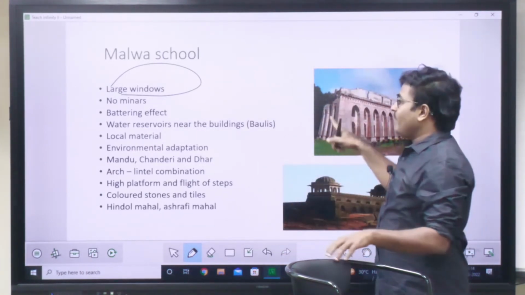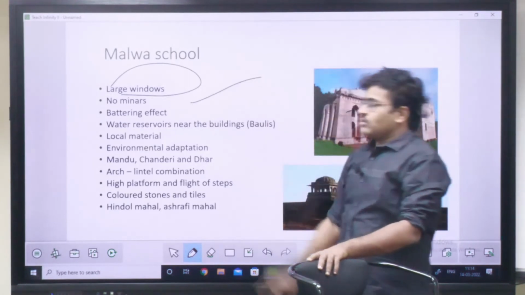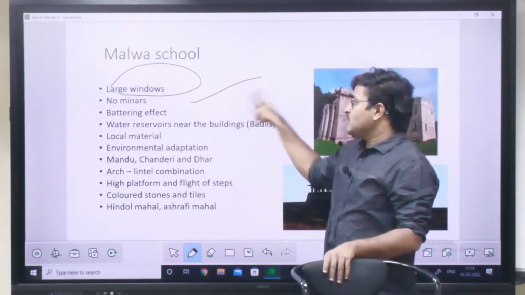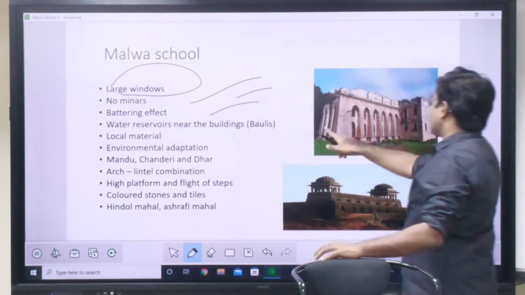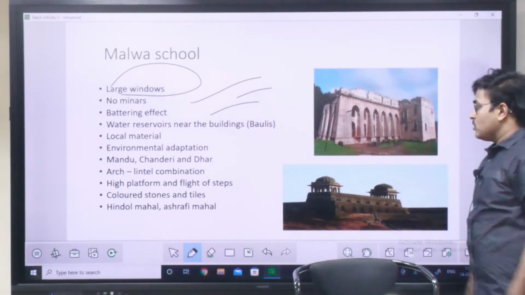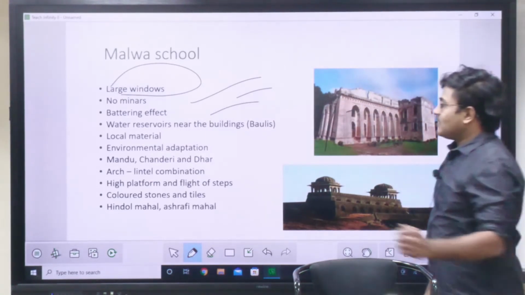Okay, so that same one, and there are no minars here. This is important. No minars. Then battering effect in construction. We're seeing the sloped wall. Okay, battering effect is there.